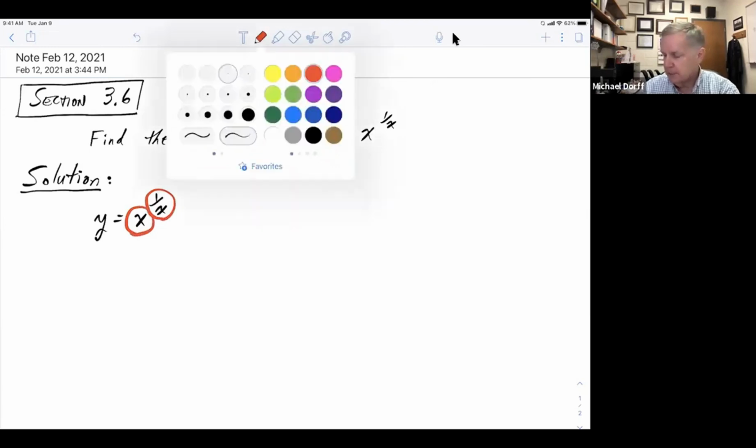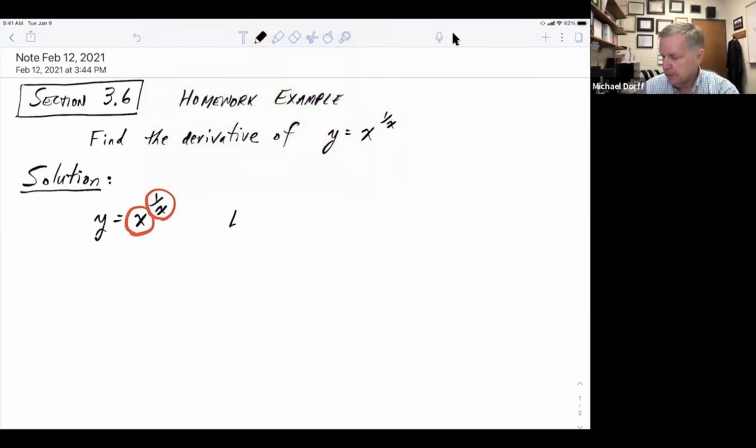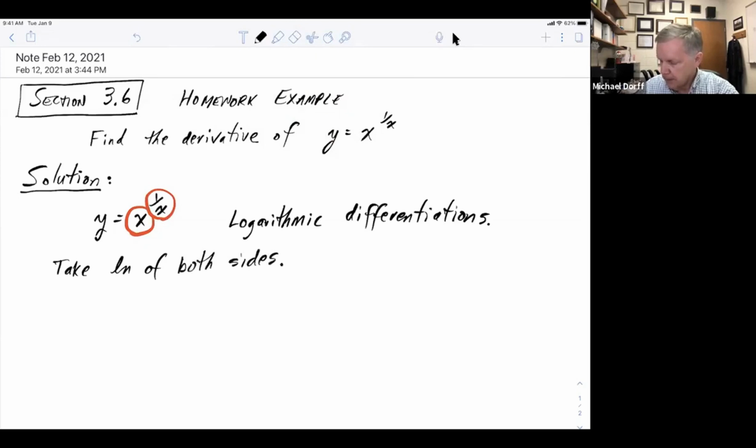Whenever we have a situation like this, we use logarithmic differentiation. Logarithmic differentiation allows me to take that exponent with the x variable in it and bring it down to the same level as the base, and then I can do the derivatives. So to start this problem, the first thing I would do is take ln of both sides. So then I have ln of y on the left side, and I have ln of x to the 1 over x power.